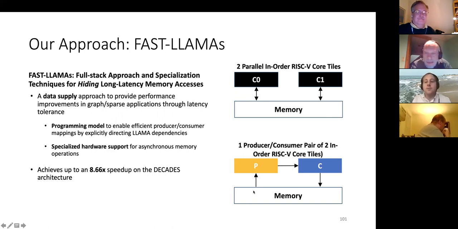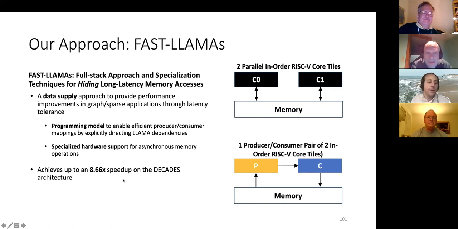What we have is more of a producer-consumer instantiation, where one of the cores acts like the producer, and it sends values to the consumer. And then the consumer stores the result back to memory, and it creates this sort of cyclic computation pattern, whereas this one's just back and forth.